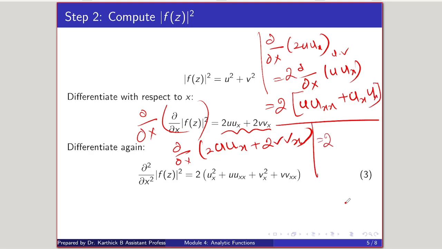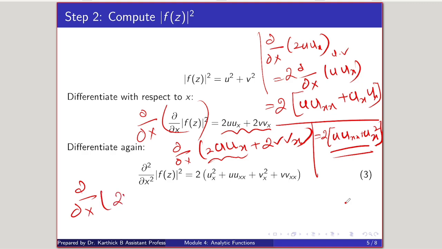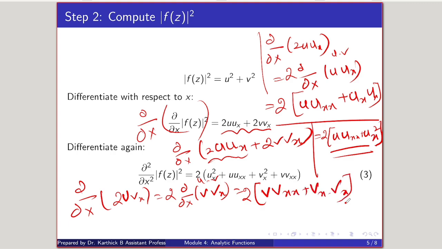Similarly, differentiating 2v vx with respect to x, 2 is a constant and we differentiate vx using the product rule. Here we get v vxx plus vx into vx. So finally we get 2 of v vxx plus vx whole squared.